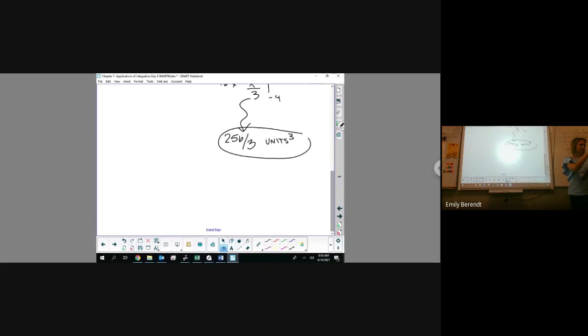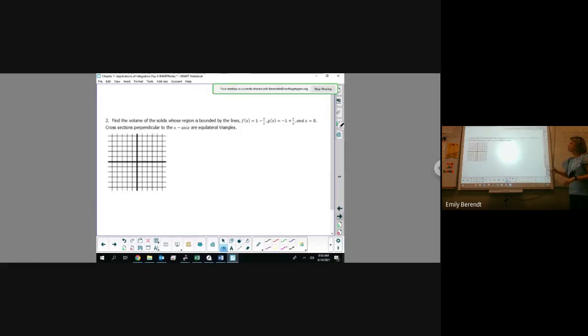All right, this next one. Find the volume of the solid, it says solids, but it should say solid. Find the volume of the solid whose region is bounded by the lines f of x equals 1 minus x over 2 and g of x equals -1 plus x over 2 and x equals 0. Cross sections are perpendicular to the x-axis again, so that tells you it's going to be a dx problem. And this time we're working with equilateral triangles. All right, so let's go ahead and graph.